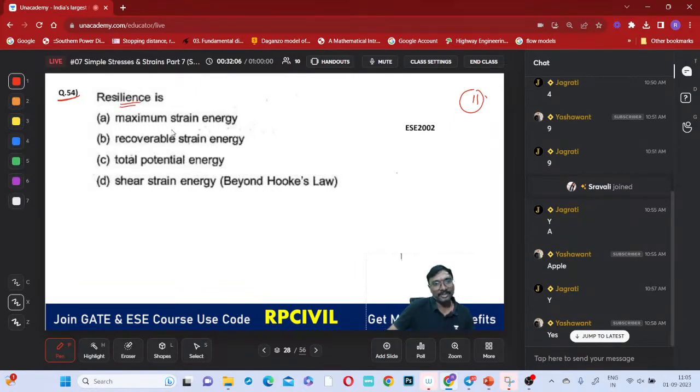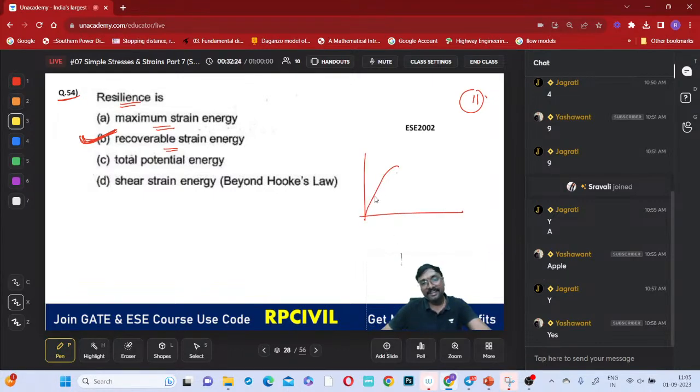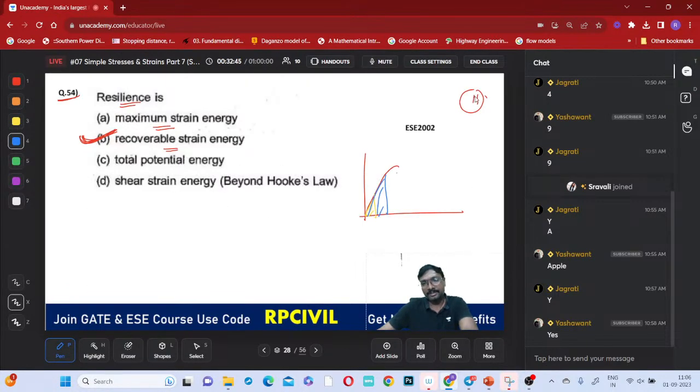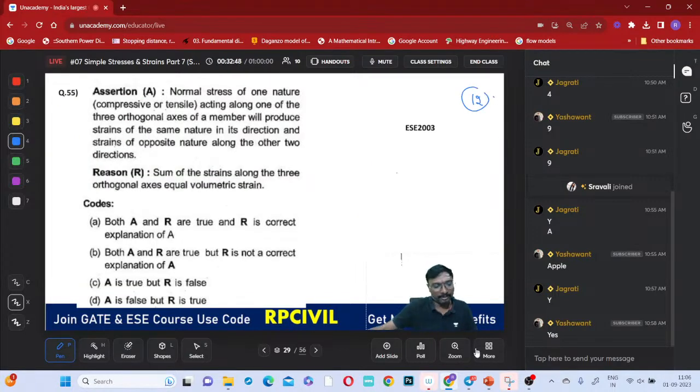Right, resilience, what is it? Maximum strain energy, recoverable strain energy, right? So resilience is the strain energy stored in the body within elastic limit up to any point. It need not be up to the elastic limit fully, but within the elastic limit, either up to this point or up to that point. Strain energy stored in the body within the elastic limit up to any point is resilience. Proof resilience means it is exactly up to the yield stress. Right, now coming to the next question, 55th question.